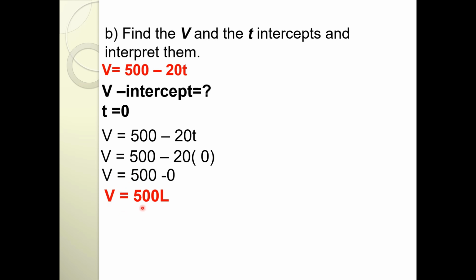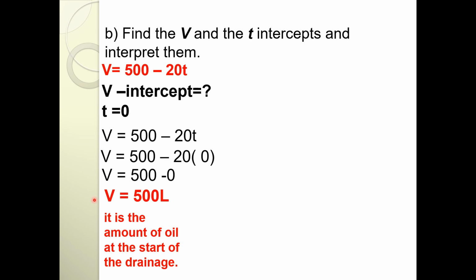Now, ano ang ibig sabihin ng 500 liters na value ni V? Ibig sabihin, it is the amount of oil at the start of the drainage. When T is equal to 0, nung hindi pa nag-i-start yung drainage, ang laman ng tank ay 500 liters. So yan po yung ibig sabihin ng V-intercept natin para sa particular function na ito.